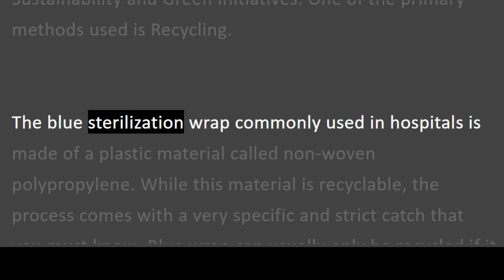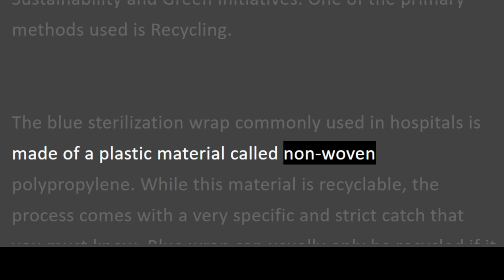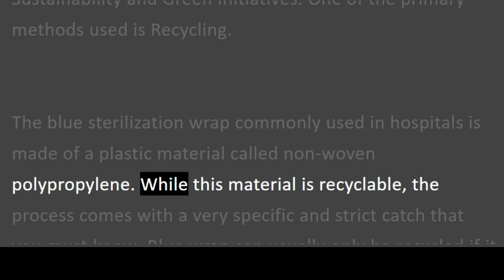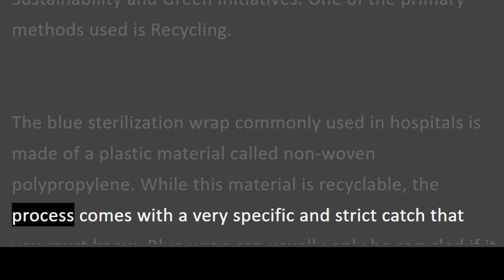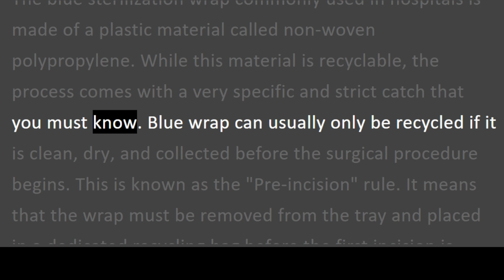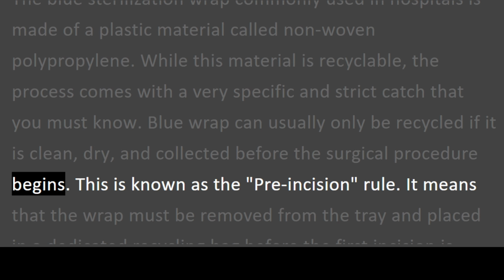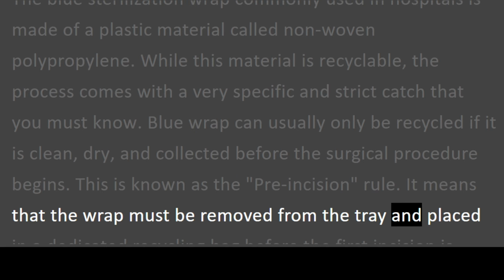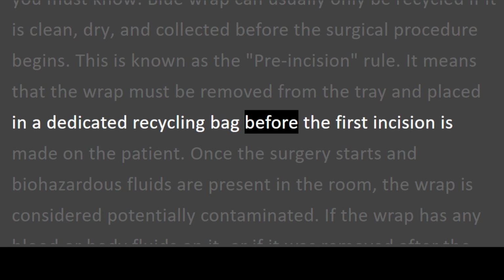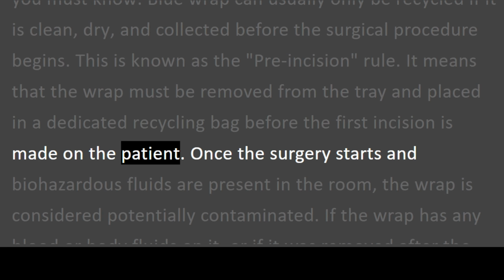The blue sterilization wrap commonly used in hospitals is made of a plastic material called non-woven polypropylene. While this material is recyclable, the process comes with a very specific and strict catch that you must know. Blue wrap can usually only be recycled if it is clean, dry, and collected before the surgical procedure begins. This is known as the pre-incision rule. It means that the wrap must be removed from the tray and placed in a dedicated recycling bag before the first incision is made on the patient.